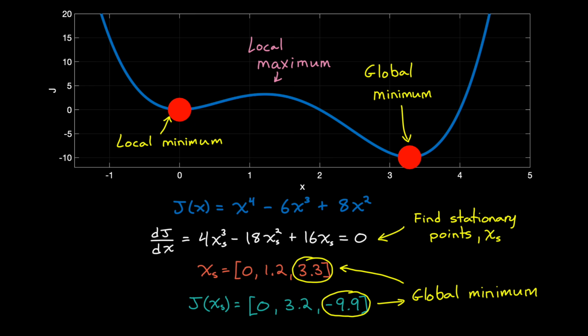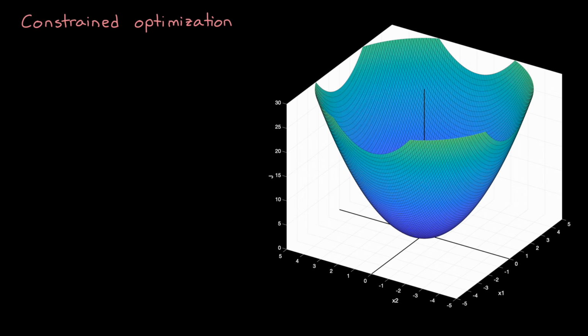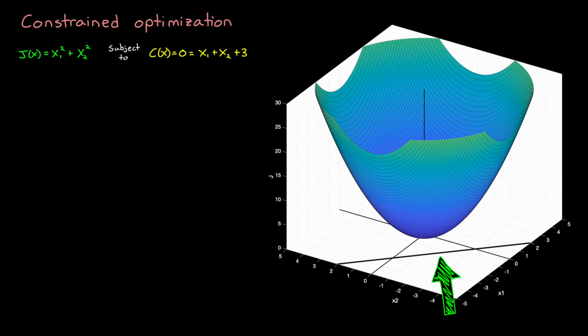All right, so that's the unconstrained optimization. That's where we're free to choose any value that minimizes our function. But this video is on constrained optimization. And with constrained optimization, the objective function is subject to an additional constraint. In this case, let's say that the constraint is x1 plus x2 plus 3 must equal 0. So that means that we can only choose combinations of x1 and x2 that lie along this line.